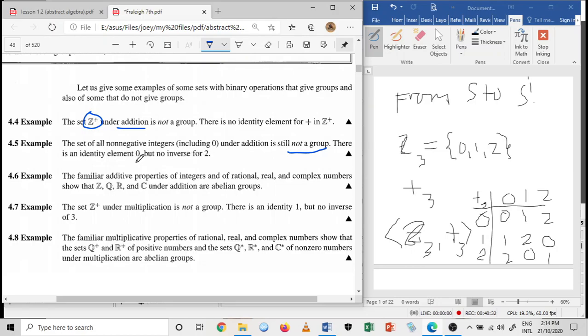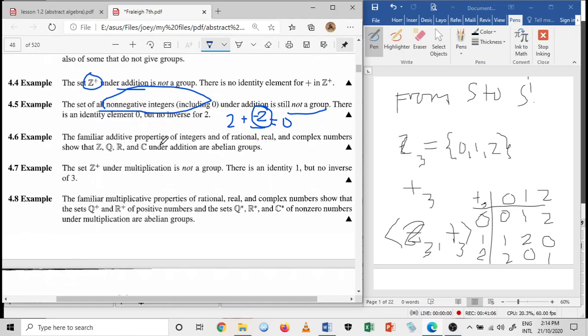Like for example, 2. Supposedly, if you want to add something to 2 so that the sum is 0, the answer should be negative 2. But then negative 2 is not in the set of non-negative integers. So it is important to note what set you are talking about before you decide whether or not such structure is a group.